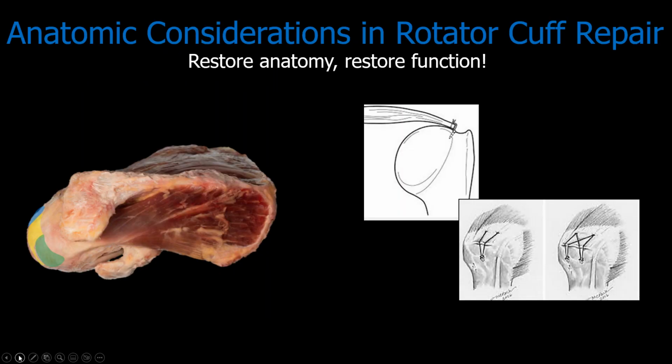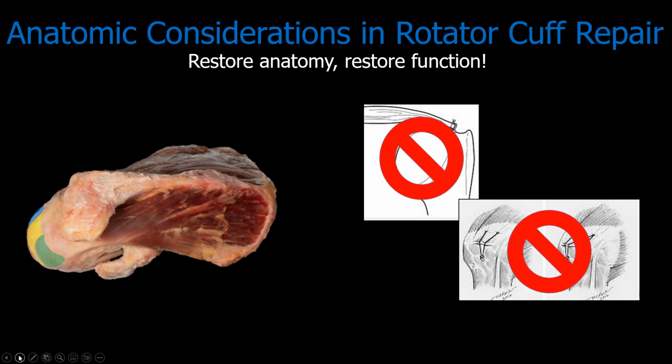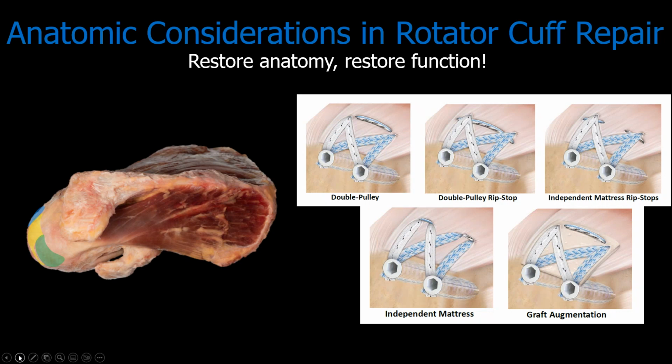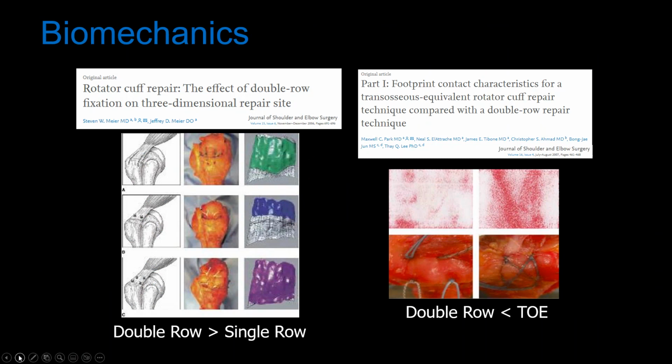Next slide. So, there's a lot of data that shows, and pretty much in all of orthopedics, I think if you try to restore the anatomy, that generally leads to restoration of function. So we're trying not to go for the single row repairs like you see up there. We're really trying to recreate that entire footprint. Next slide. And really going more for repairs that look a little bit more like this. So next slide. Again, not to get into the huge debate double row versus single row, but there's a lot of data out there that double row and transosseous equivalent double row really helps to restore the footprint of that rotator cuff repair and really helps to provide better compression, which I think overall leads to better clinical outcomes.